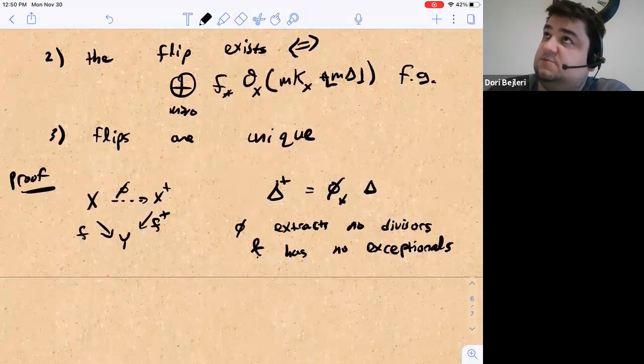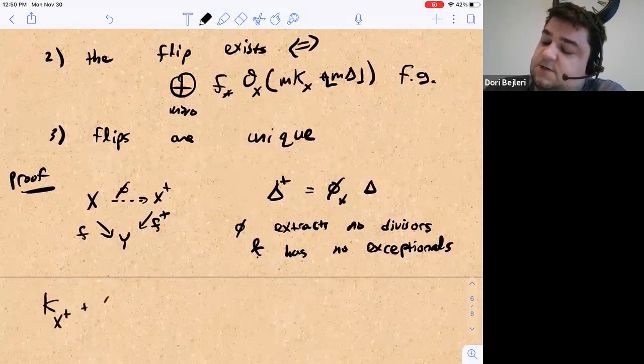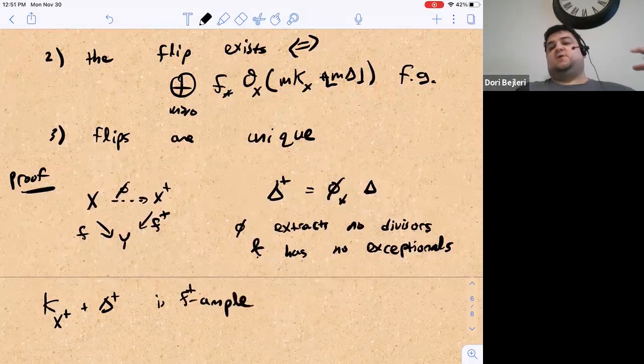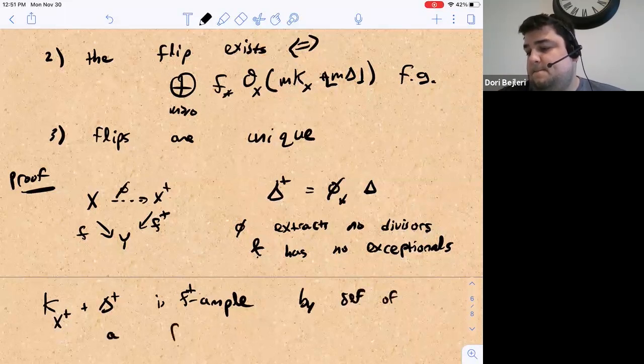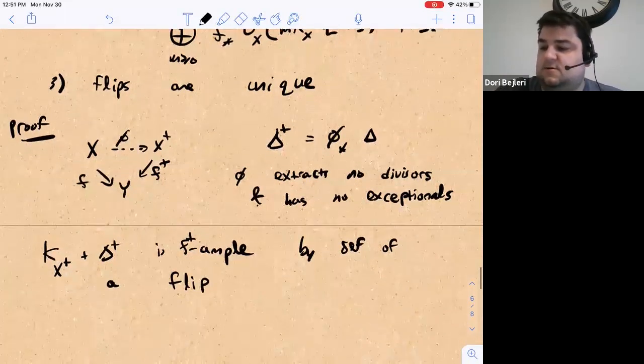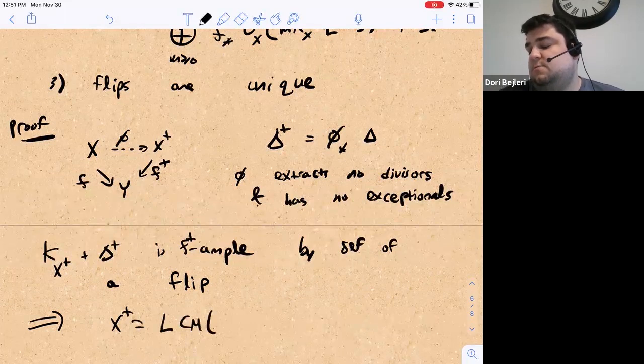We also know, conditions 2 and 3. So we also know that kx plus delta plus is f plus ample. This is the definition of a flip. That we're taking some curve that was kx plus delta negative, and we're contracting it, and then we're extracting a curve that's kx plus delta plus positive. So kx plus delta plus is f plus ample by definition of a flip. And so this tells us that x plus is the log canonical model, basically by definition.